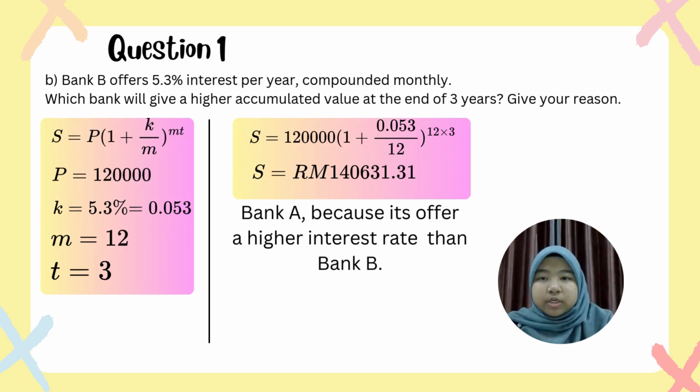141,212.20. Question 1B: Bank B offers 5.3% interest per year, compounded monthly. The formula is the same as 1A. P equals 120,000, k equals 5.3% or 0.053, m equals 12, t equals 3. Just put all of this into the formula and you will get the final answer. S equals RM 140,631.31. The question asks which bank will give a higher accumulated value at the end of 3 years. We can see that it is Bank A because it offers a higher interest rate than Bank B.